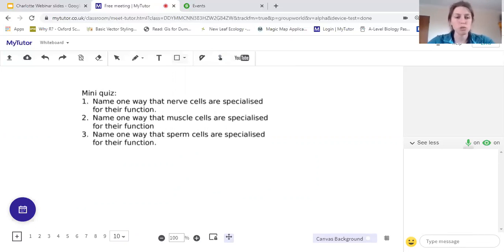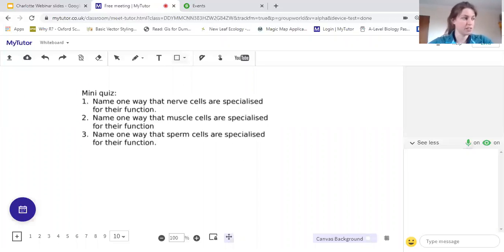or the chat box. So, question 1, name one way that nerve cells are specialized for their function. So, we just talked about 3 types of cell. Name one way that nerve cells, the first one that we talked about, are specialized for their function. Good, someone said that they're extremely long. Yep, that's good. What other things do we talk about?